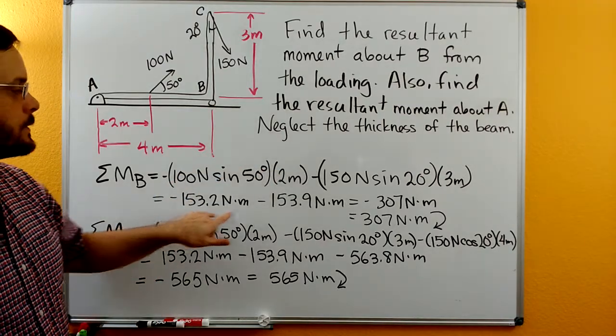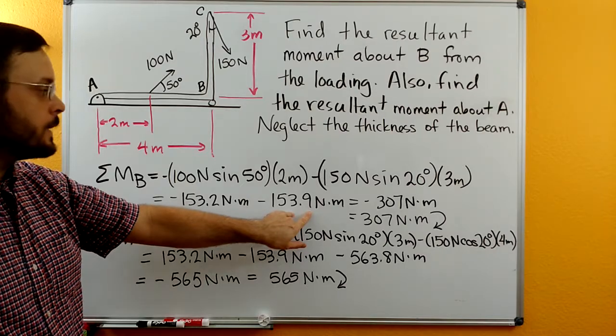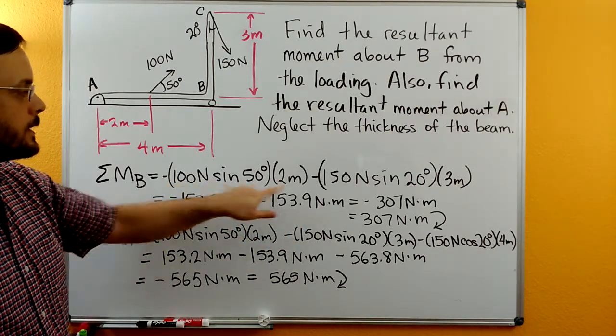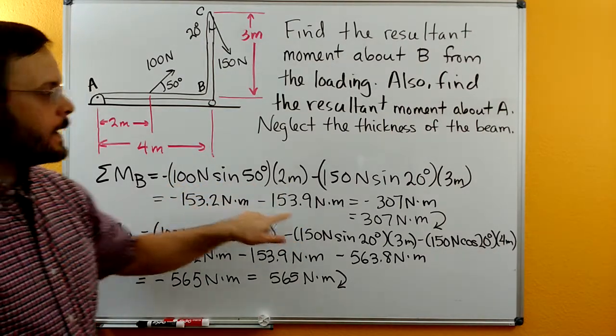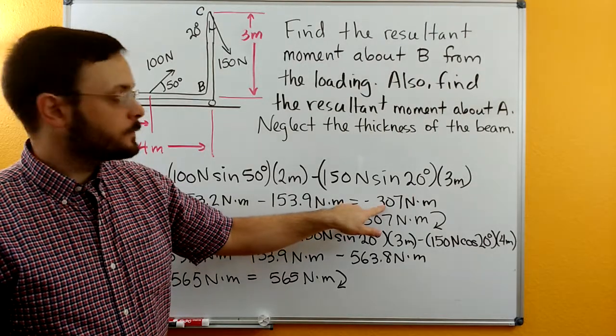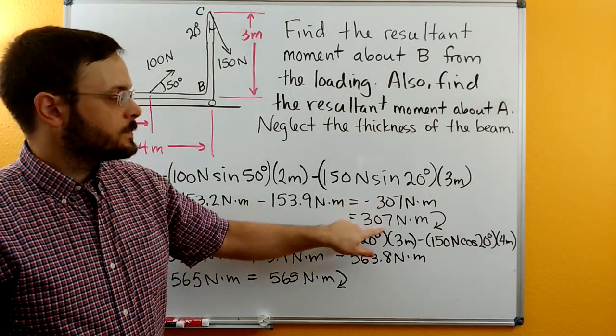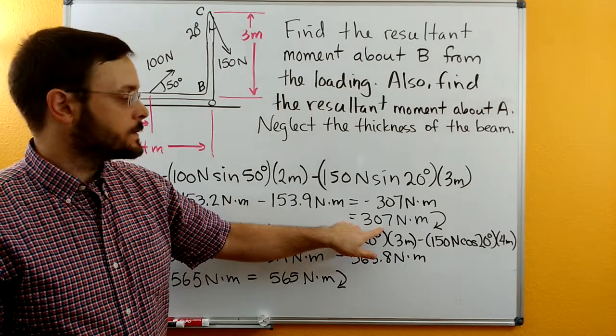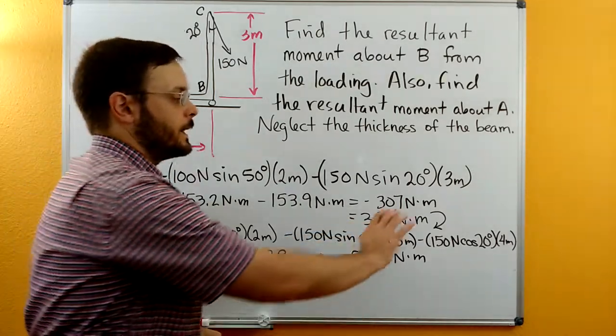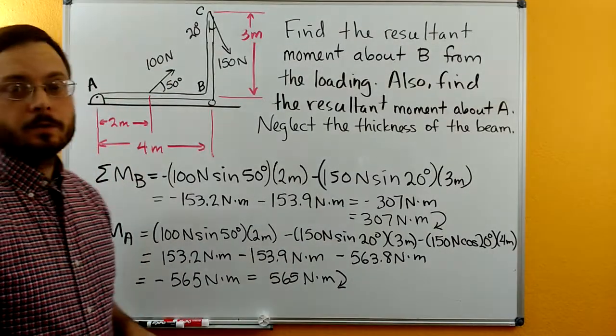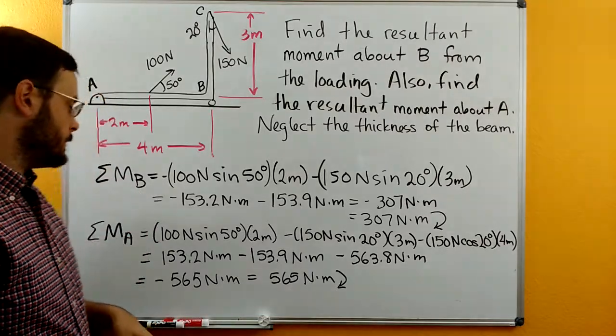Calculating this out, we get the two terms. Again, they're both negative. Units are going to be newtons times meters, so Newton meters. Adding it together, we get negative 306 Newton meters. Sometimes you'll also see it written this way: 306 Newton meters with the clockwise sign on it to show that it's a negative, or clockwise, moment.